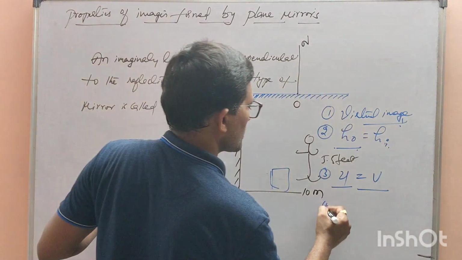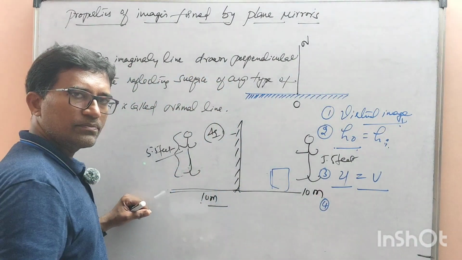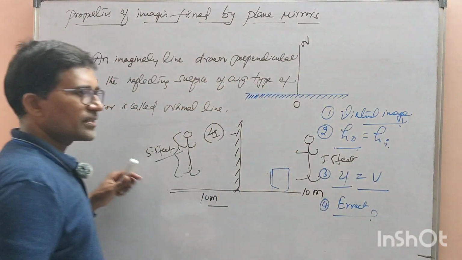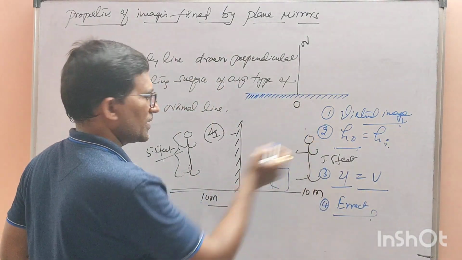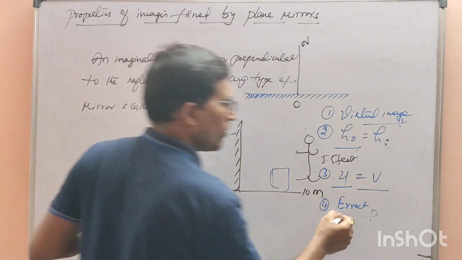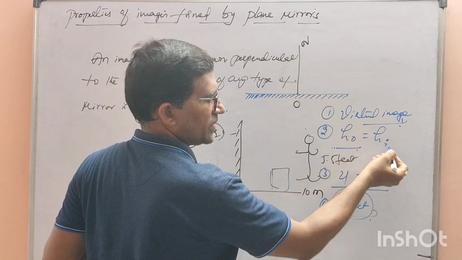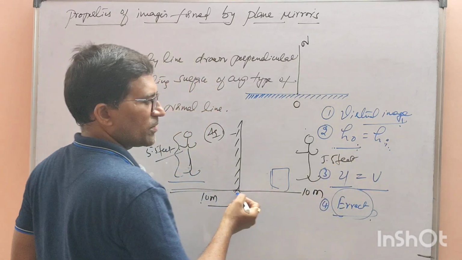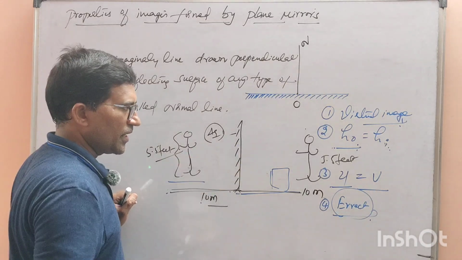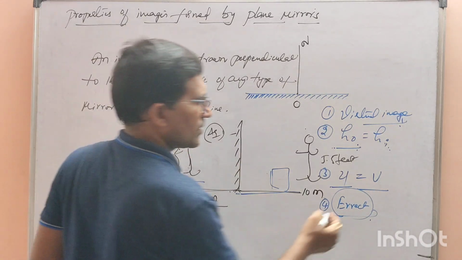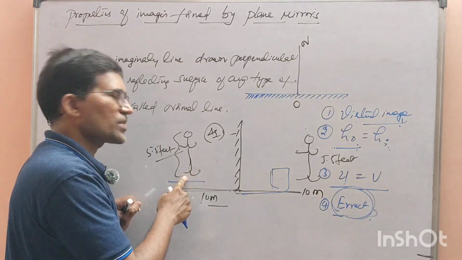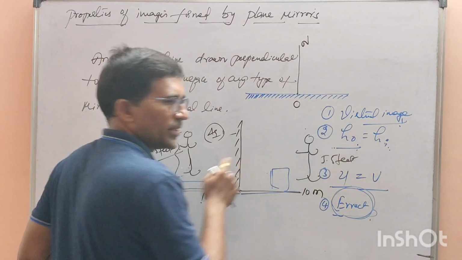Next one is, it is always virtual, as I told, and the image so formed will always be an erect image. You are standing like this and the image is also like this only, it won't be in reverse. So the image will always be erect. I told you the height of the object and the height of the image are both the same. The distance from the mirror to you and the distance from the mirror to the image formed in the mirror are the same. It always forms erect images. Same size, same distance, erect images and virtual images.